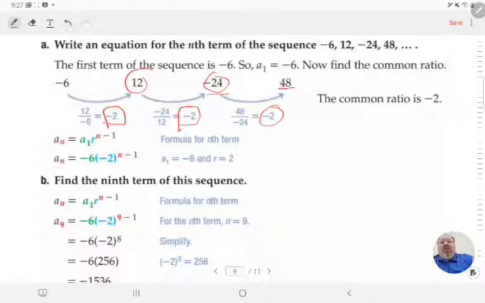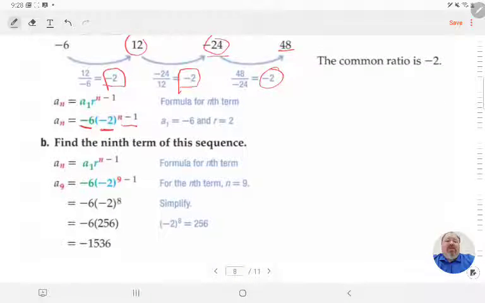So I start with my first term, that is negative 6. Then I multiply that by my common ratio, which is negative 2, to the n minus 1 power, okay? Now with that, I can find any term in the sequence that I want. So B says find the 9th term. So for the 9th term, all I would do is plug the 9 in for the n. And so I would have negative 6 times negative 2 to the 9 minus 1, or 8th power.